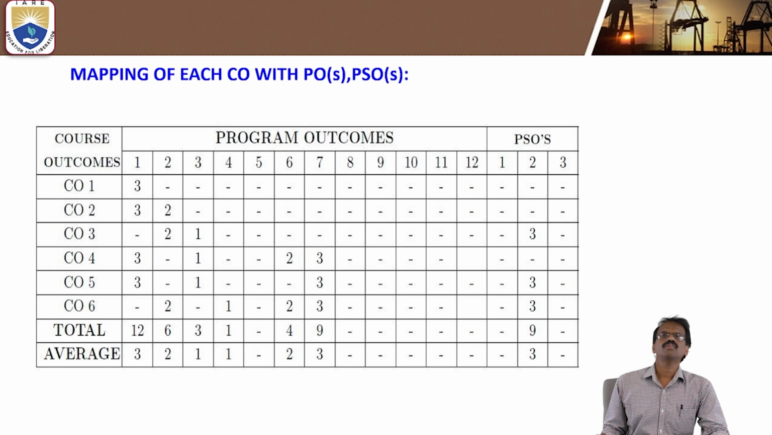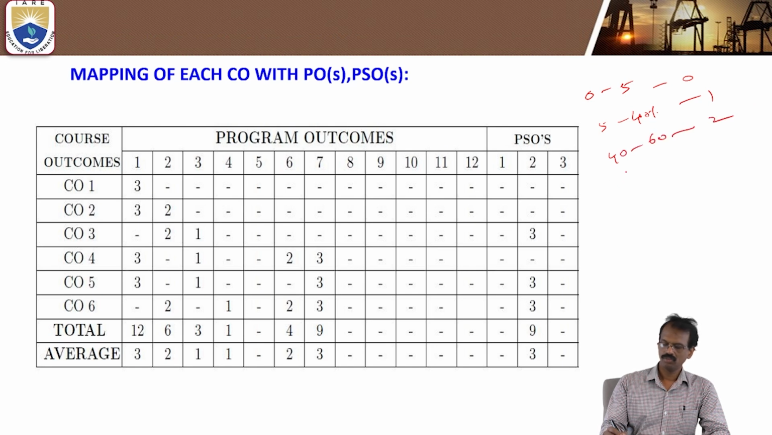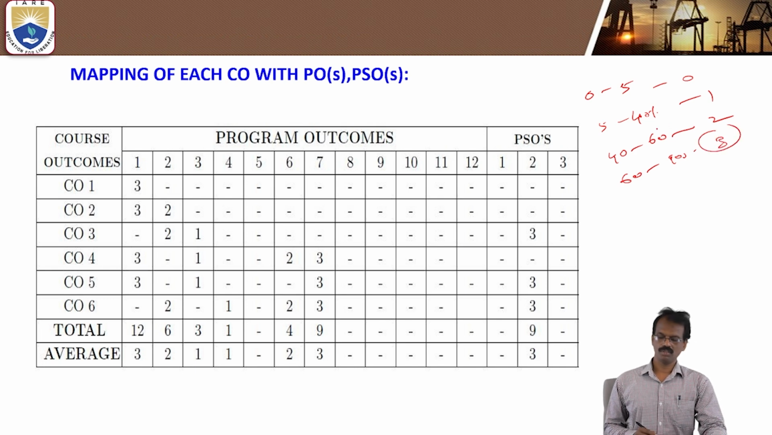Okay. Suppose 0 to 5 percent covering, that is none. Next, 5 to 40 percent, that is weightage one. 40 to 60, that is the second weightage. 60 to 100, that is the third weightage. Based upon the percentages, these weightages have been given. Okay. So here you can observe the weightages of CO1 with respect to POs and PSOs also. Okay.